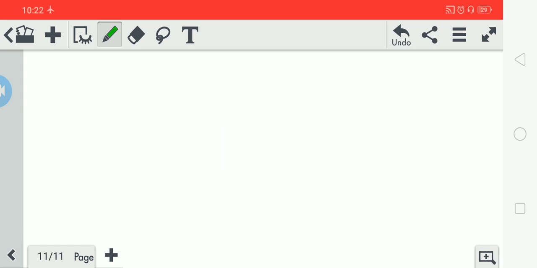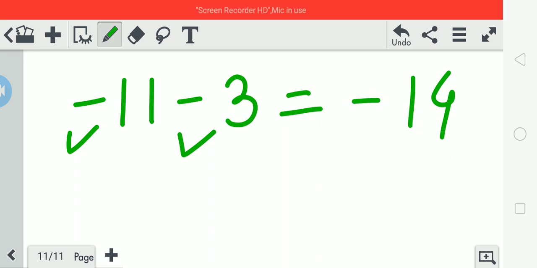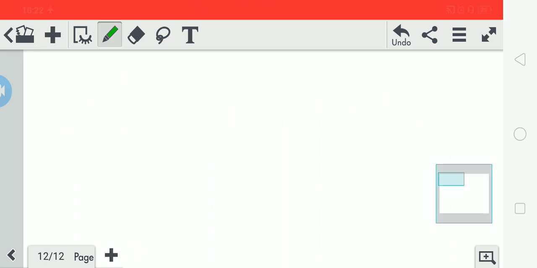Next example is minus 11, minus 3. Again the signs are the same, here is negative, here is also negative. So apply the second rule. 11 and 3, 14, common sign minus. Let's take the third example.